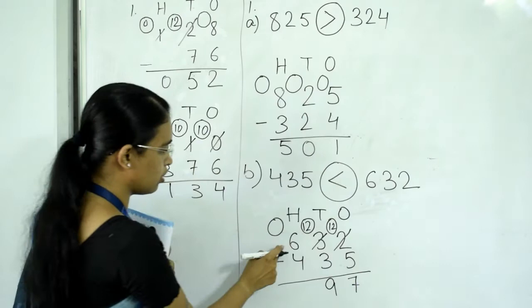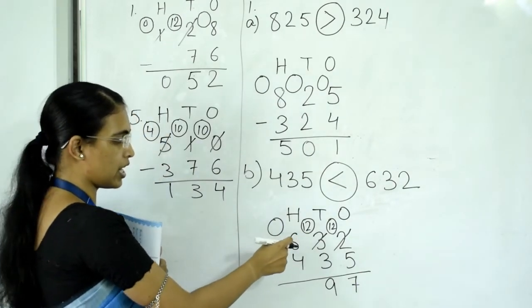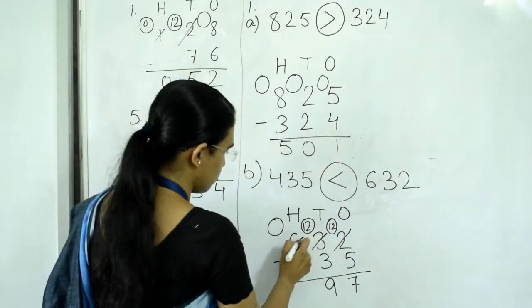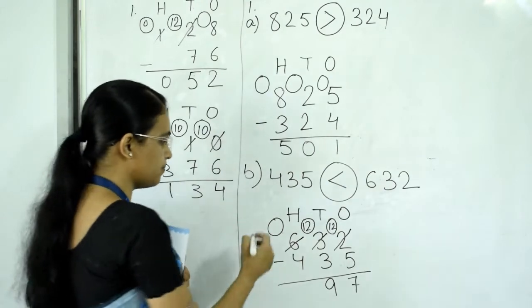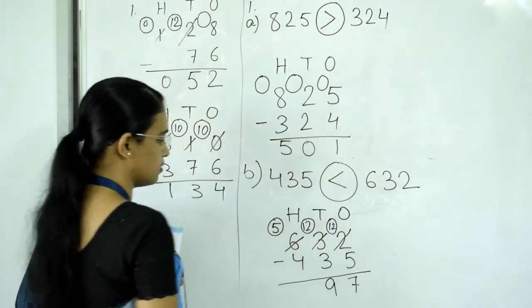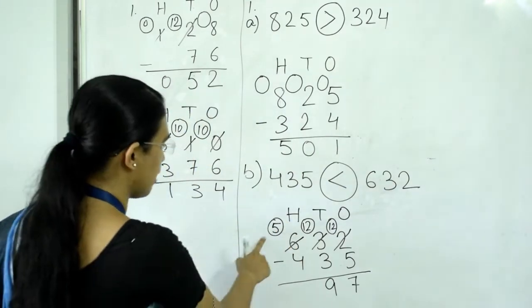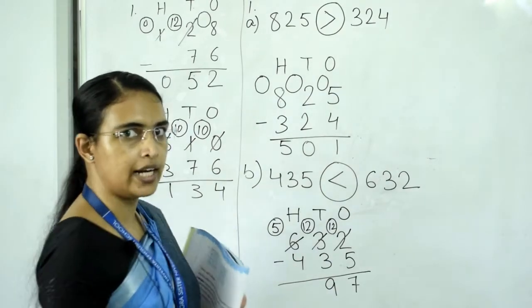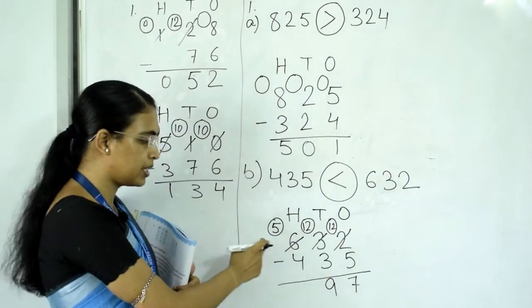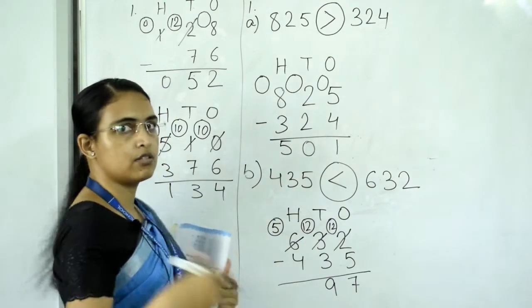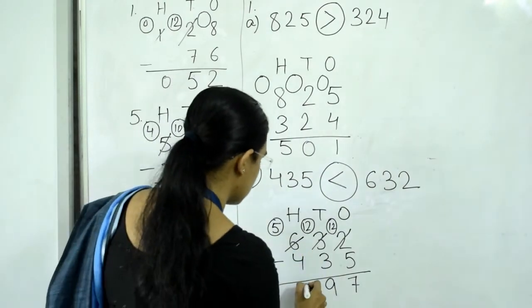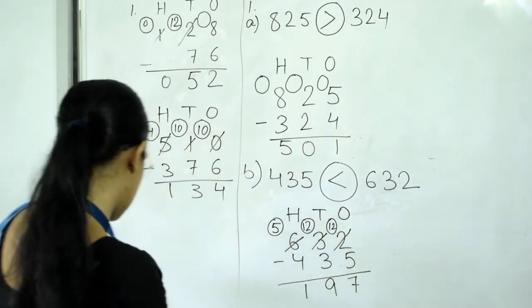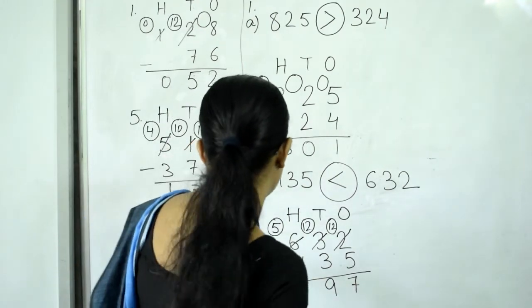Now this carry will go here and we have to subtract 1 from 6. When you subtract 1 from 6, it becomes 5, right? So here we have 5 and at the bottom we have 4. It is okay, we don't need to carry again because 5 is bigger than 4. So what comes after 4? 5. That means 1. So the answer is 197.